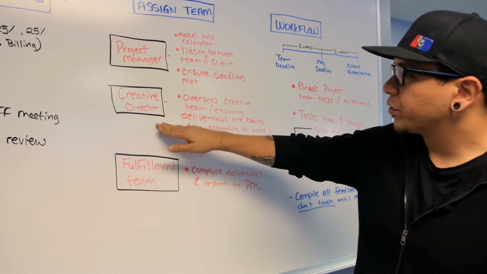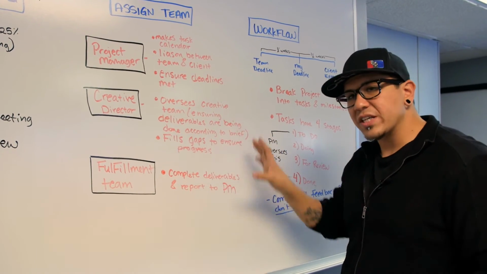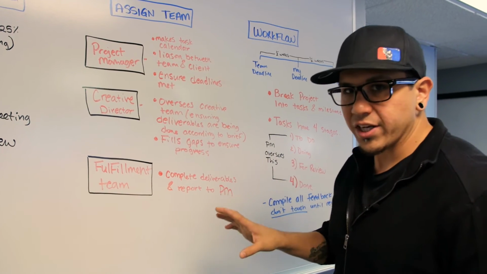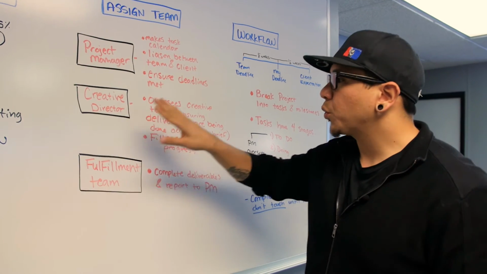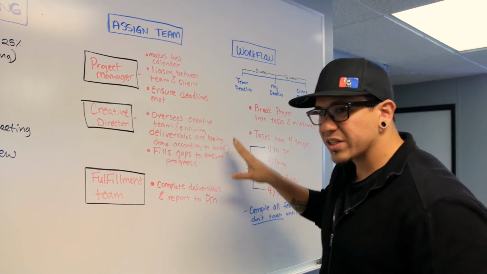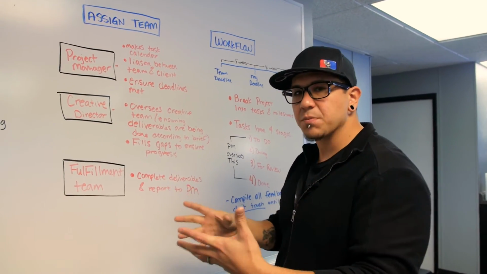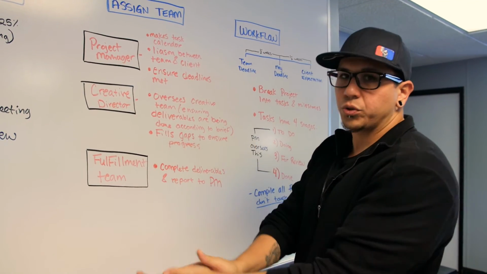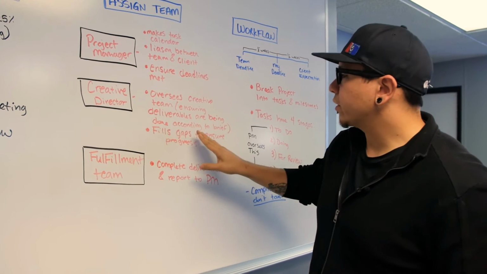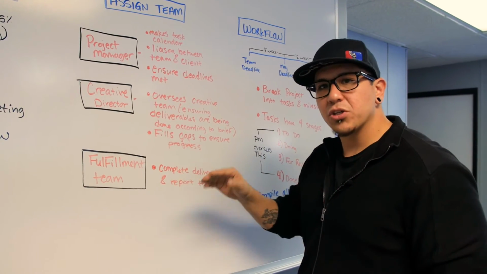Then the creative director, they're more of overseeing the creative direction of a project. And so we have our creative brief that's been determined over here in strategy. The creative director's role is to really oversee the creative direction or aspect of that project to make sure that the design fulfillment team is staying true to the brief. And they're also there to fill in any gaps to make sure that there's progress.